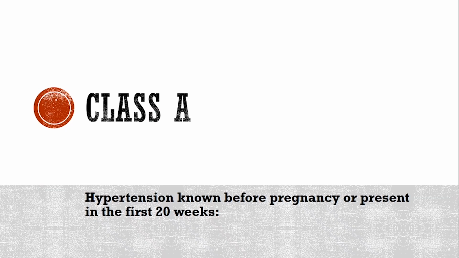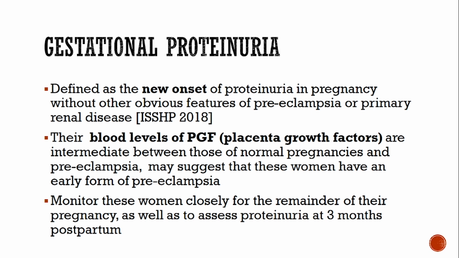Now, let us look at class A: hypertension known before pregnancy or present at the first 20 weeks. Remember I said that for the Society of Hypertension in Pregnancy classification, I tried to make this a little bit simple: Class A and Class B and other subclasses. So, how do we define gestational proteinuria? This is the new onset of proteinuria in pregnancy without other obvious features of preeclampsia or primary renal disease.